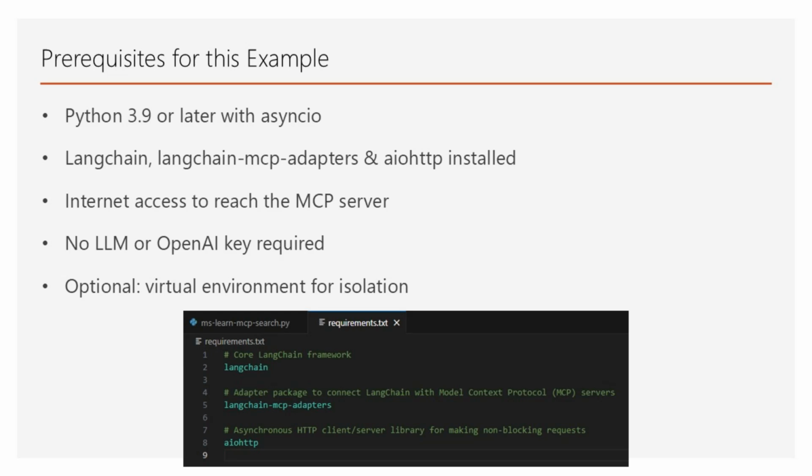Before we see the code, let's quickly cover what you need to run this example. You'll need Python 3.9 or later, which comes with a built-in async I/O module, and 3 packages: LangChain, LangChain MCP adapters, and aiohttp. These give us the necessary tooling to connect to an MCP server and interact with tools in a structured way. You don't need any access to a language model, API keys, or cloud accounts for this demo. We're working directly with the protocol and tools themselves, no reasoning loop, no agents.